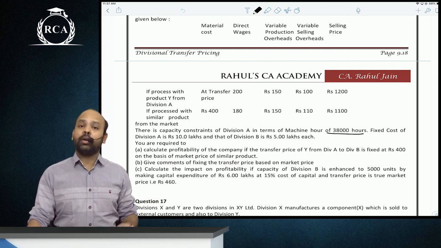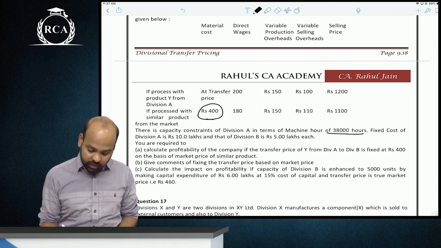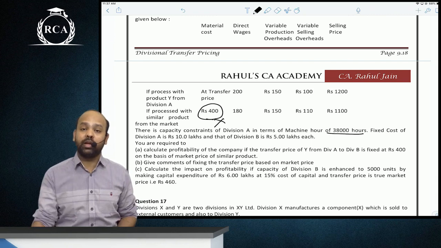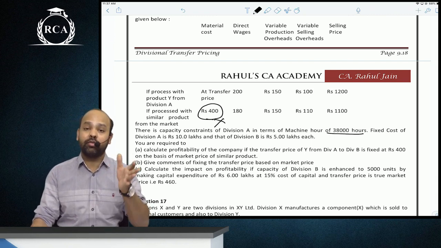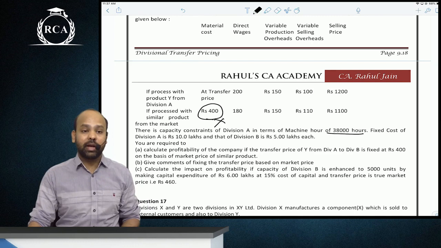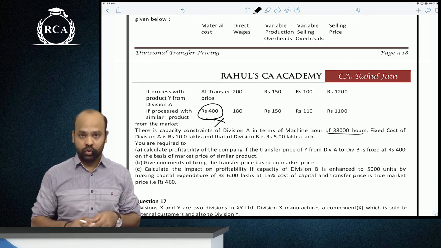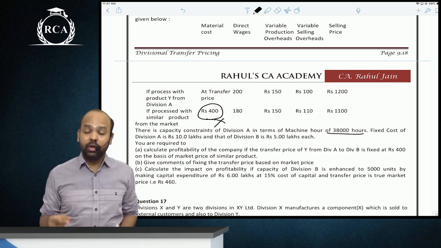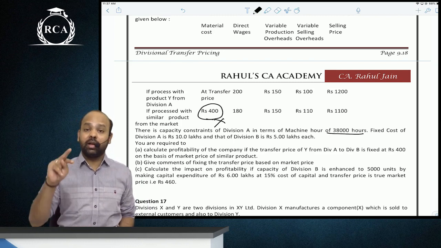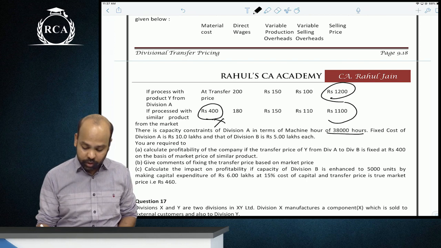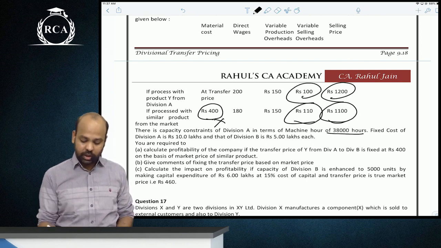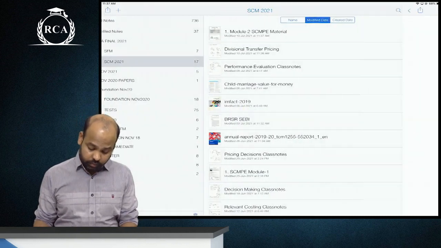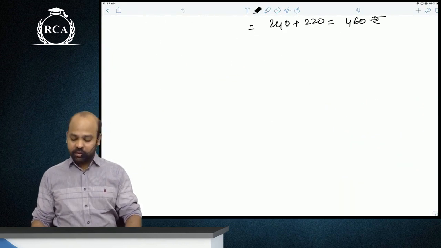If they procure, see guys, this 400 rupees external procurement price will not be the maximum transfer price. The price at which division B can procure from the external market is not the maximum transfer price. Please do not come to that conclusion, because if you transfer input and they procure it from the external market, there are other factors also changing. The selling price per unit is not constant, the amount of variable selling overheads are not constant, the amount of wages are not constant. This is a very important point that I want you to understand.